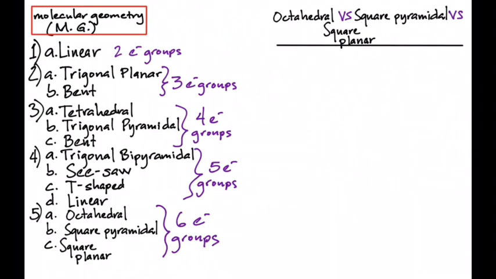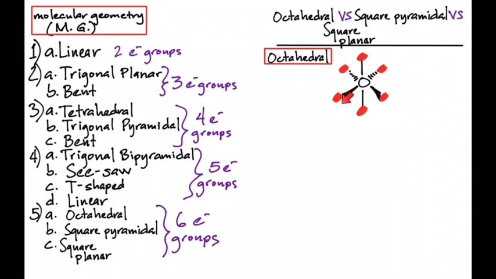So if you have all terminal atoms bonded to the central atom, then you have an octahedral molecular geometry because you have all bonding pairs. All the 6 electron groups are bonding pairs. And the angles between them would be 180 degrees here, 90 degrees here, and that's pretty much it. 2 different bond angles.